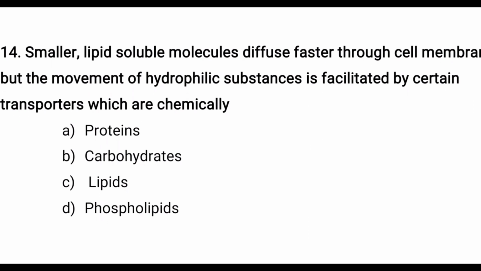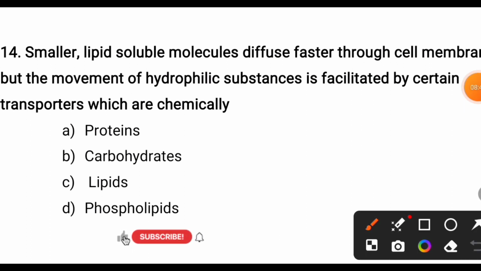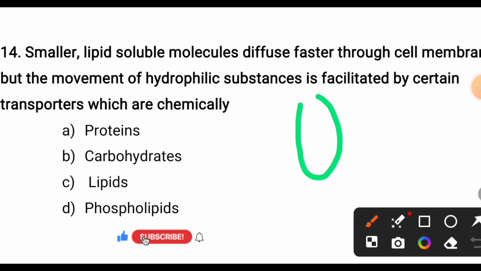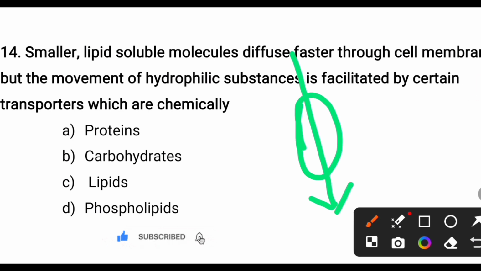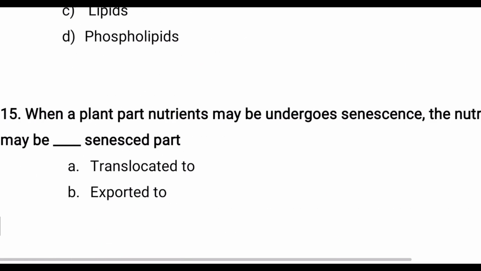The smaller lipid soluble molecules diffuse faster through the cell membrane, but the movement of hydrophilic substances is facilitated by certain transporters which are chemically. So as I told you, the proteins embedded in the plasma membrane allow the particles inside and outside. They are nothing but proteins chemically. Okay, so let's see the next question.